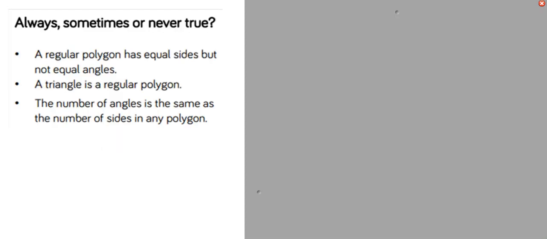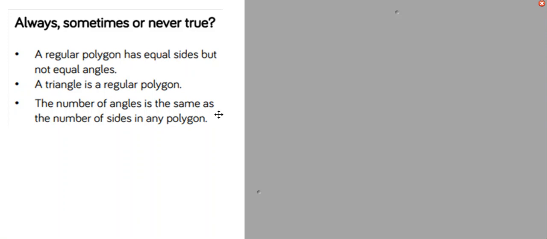Okay, so as I said, today we are going to be looking at the more reasoning and problem solving questions. So, this question is an always, sometimes, or never true question. Is it always, sometimes, or never true that a regular polygon has equal sides but not equal angles? Is it always, sometimes, or never true that a triangle is a regular polygon? Is it always, sometimes, or never true that the number of angles is the same as the number of sides in any polygon?